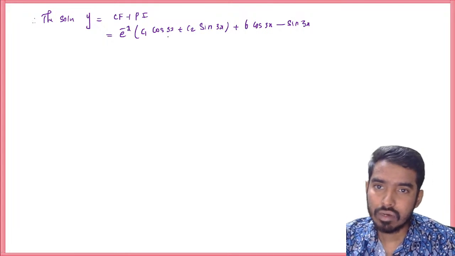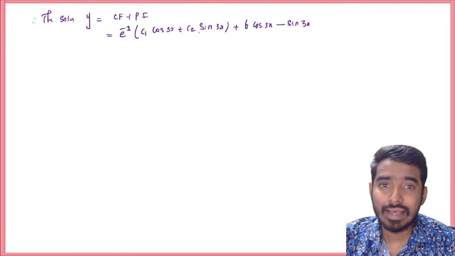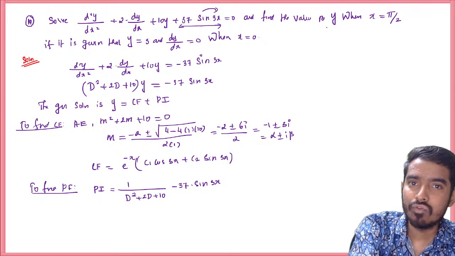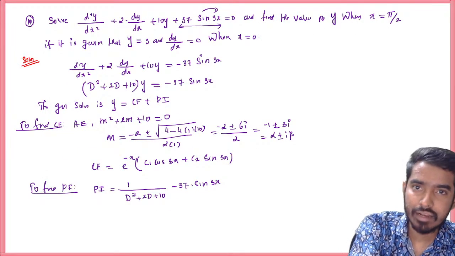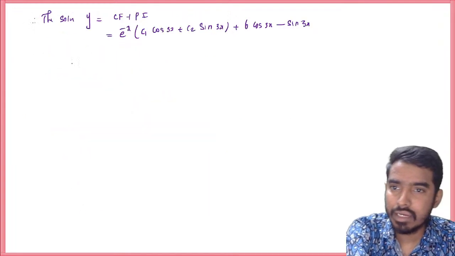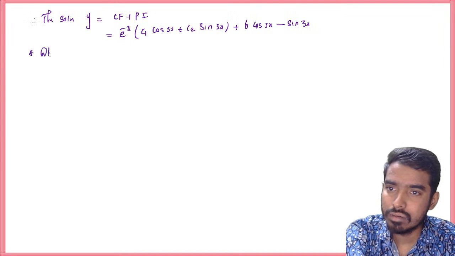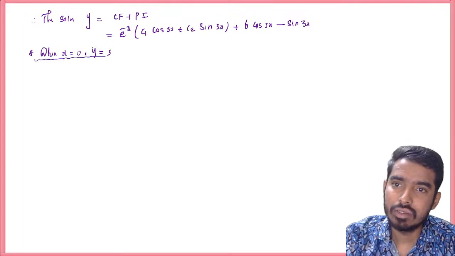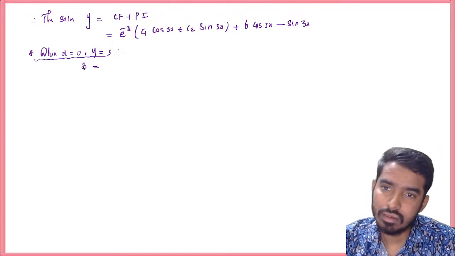Now we have to find the value of c1 and c2, because we have to find the value of y when x is pi by 2, that we can find later. It is given that when x is 0, y is 3. So that means you put y equal to 3, x equal to 0.